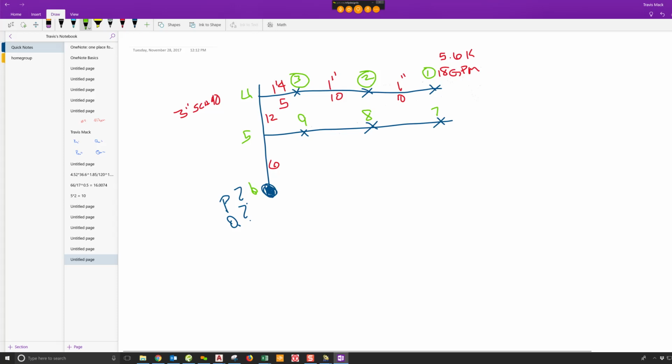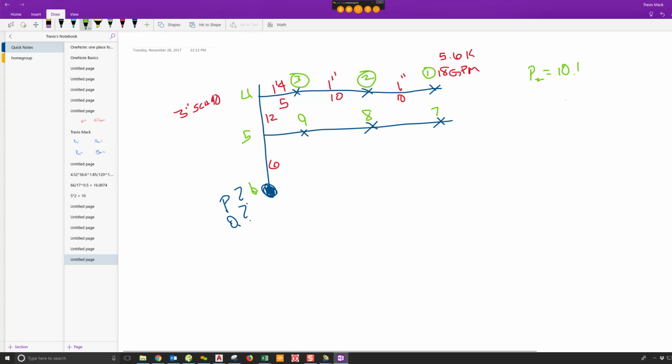So let's figure out what our friction loss is from 1 to 2. So that's our same formula, 4.52 times 18 to the 1.85 divided by 120 to the power of 1.85 divided by 1 inch schedule 40 is 1.049 to the power of 4.87. So I get, let's just say 0.1 pounds per foot loss. And so now my pressure at 2, my P2 equals 10.1.